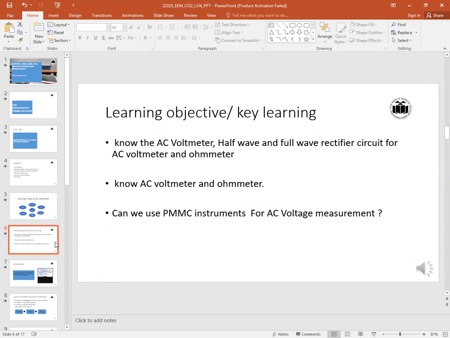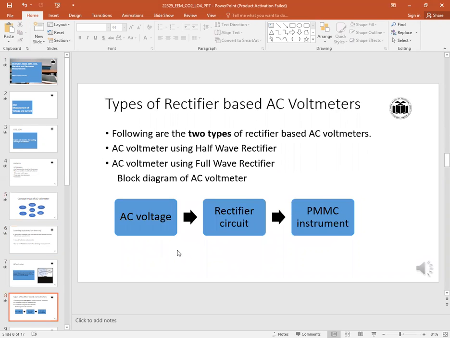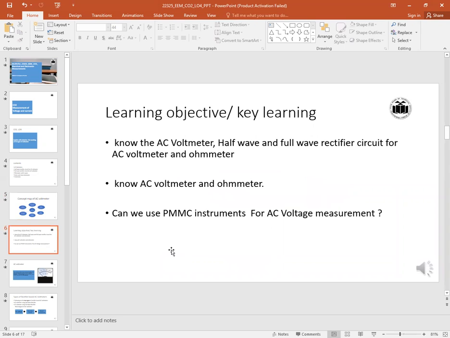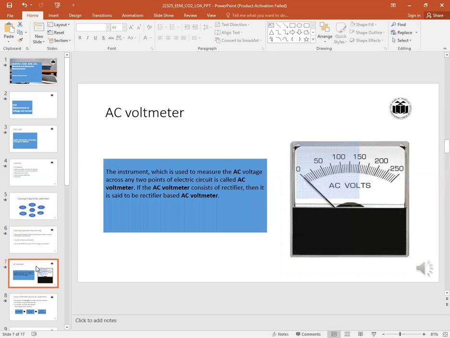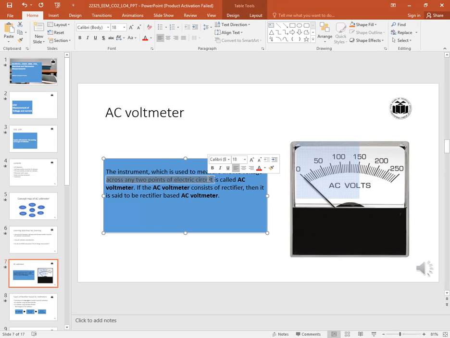So we know that the AC voltmeter may be half wave and full wave circuit, and the ohm meter. And also we have to see, can we use PMMC instruments for AC voltage measurement. So as we know, AC voltmeters are instruments that can be used to measure AC voltage across any 2 points of the electric circuit. It's called as AC voltmeter.